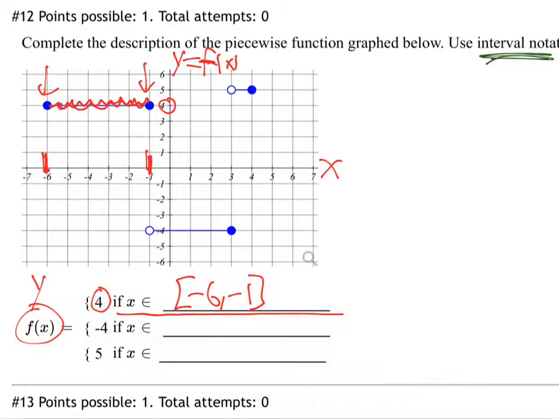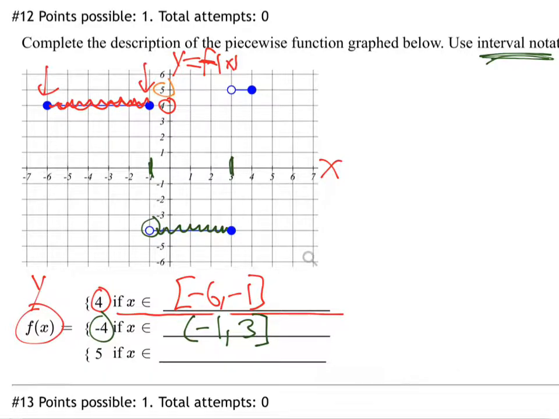What about the next piece of the puzzle? Next comes negative 4, which is here, huh? What are the x values for that one? Yeah. See it going from negative 1 to positive 3. Now, what about this open dot here? What does that mean? Parenthesis, because you don't quite touch it. It's a drilled out hole. You don't quite make it all the way there. So negative 1, huh? Negative 1 to positive 3. Bracket.